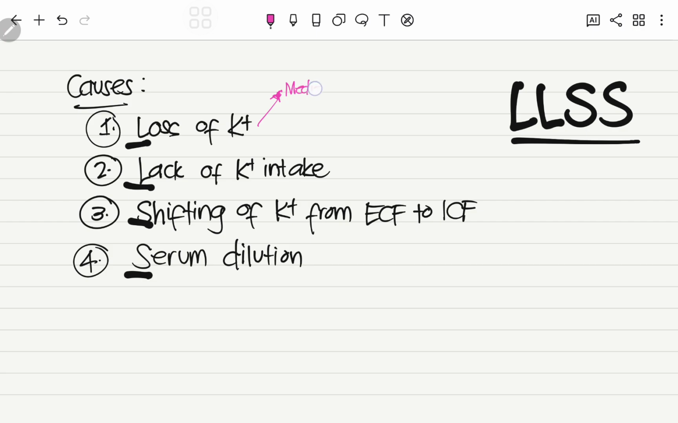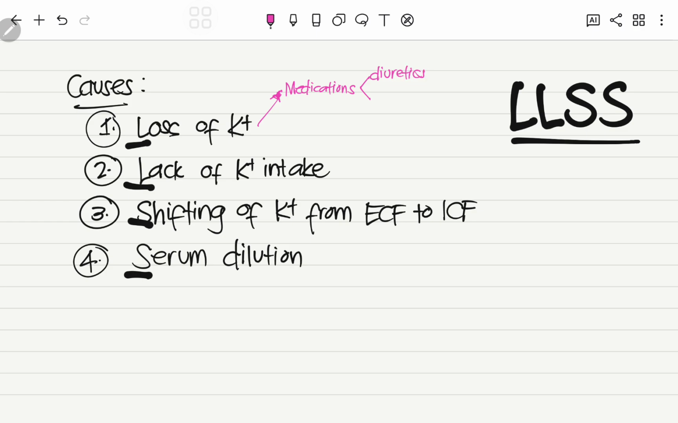Okay, so maybe nagkaroon tayo ng paggamit ng mga medications po. That's why nagkaroon tayo ng actual loss of your potassium. So what are these medications? So such as, say for example, your diuretics. Ano po yung mga diuretics natin?